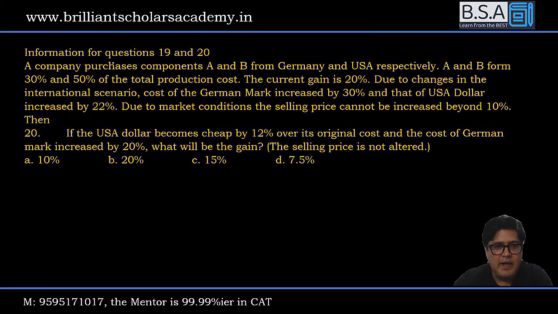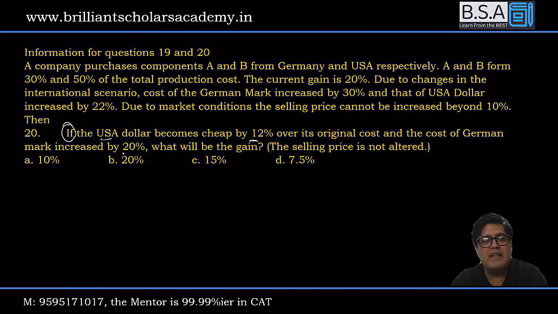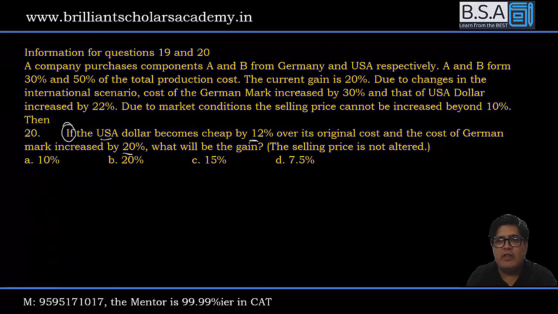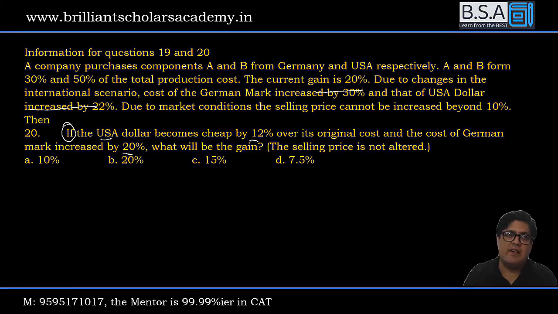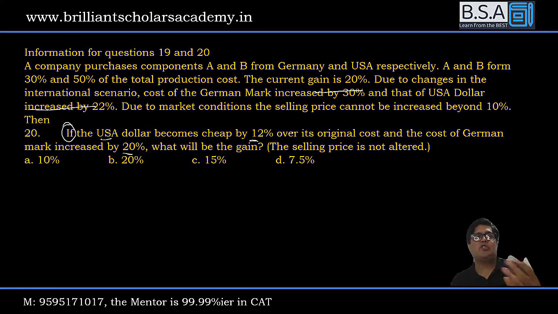यहाँ पे a new condition has been given. The US dollar becomes cheap by 12% over its original cost and German mark increases by 20%. तो ये जो पहले वाली value थी, 30% increase in German mark and 22% increase in US dollar, ये नहीं use करना. A new condition is given to you. What will be the gain? ध्यान से, selling price is not altered. Selling price को नहीं बदलना है.